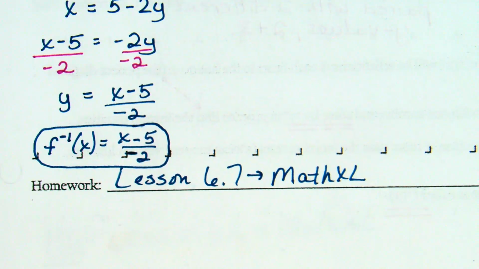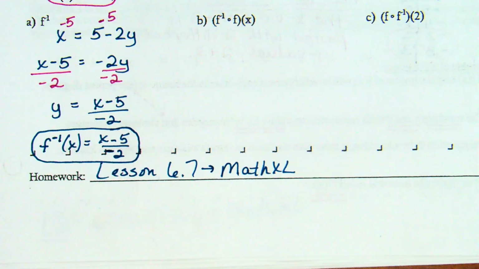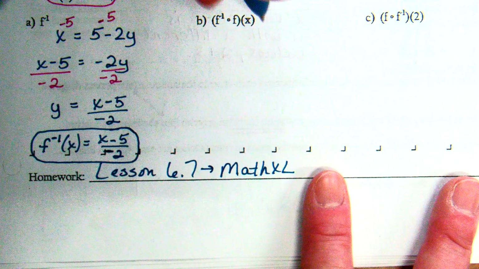Now, part B asks us to find, I can't really say FOF. It's f inverse composed with f of x. Do you remember how we did these compositions last week? If it was fog, we would have done f of g of x, right? So this means we're going to be doing f inverse composed with f of x means f inverse of f of x.